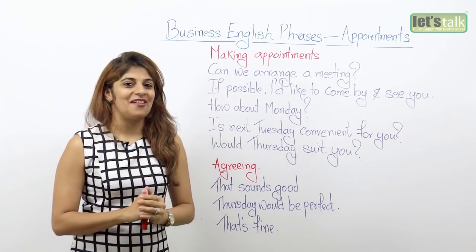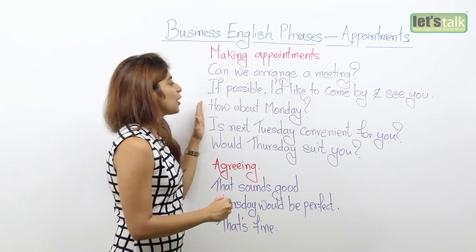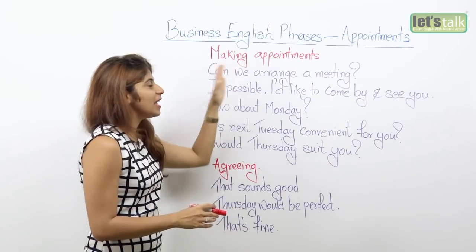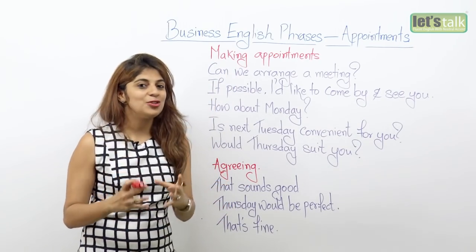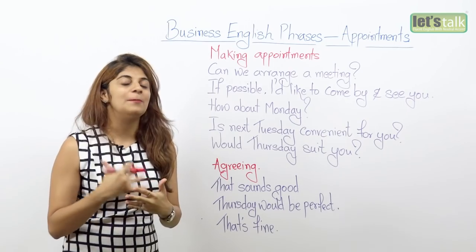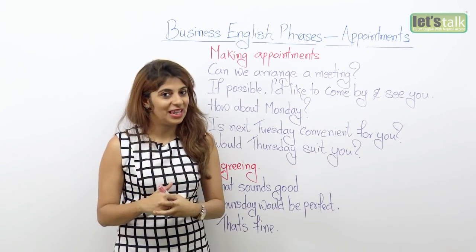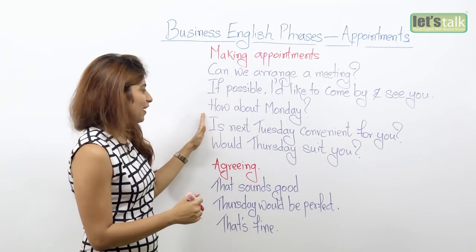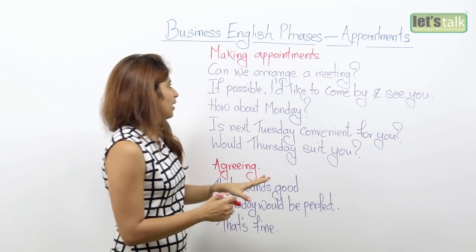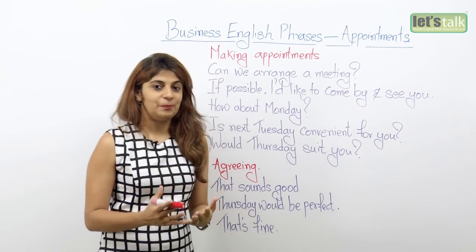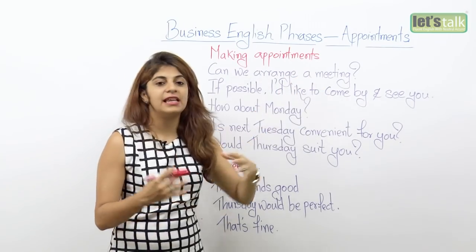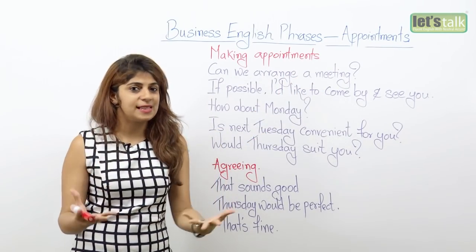So let's get started. The very first thing that we are going to look at is making appointments. So how do you make an appointment with the person you intend to meet? So here are some phrases. The very first one is, can we arrange a meeting? Now, can we arrange a meeting is when you are requesting someone.